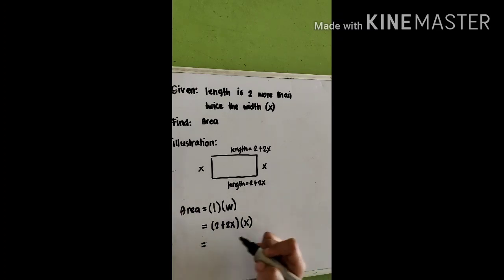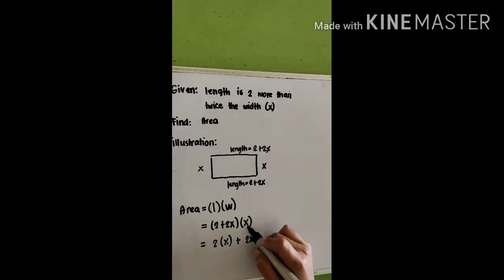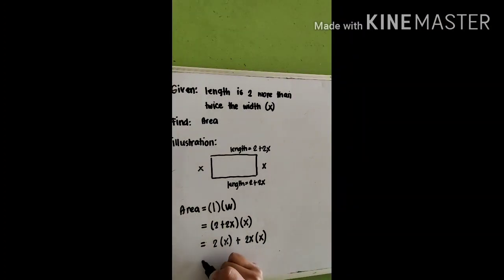Okay, so multiplying, we have the first term 2 multiplied to the second function x, plus the second term 2x multiplied to the function x. So we have 2 times x, that is 2x, and then we have 2x times x, that is 2x squared. Units squared. So this is now the area.